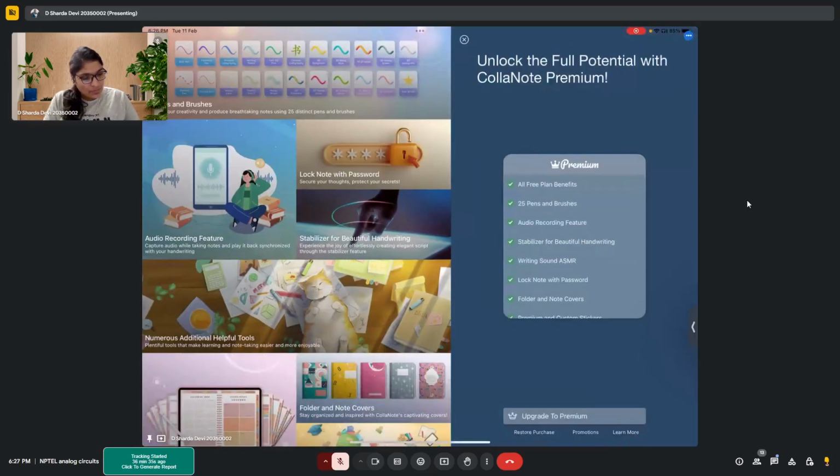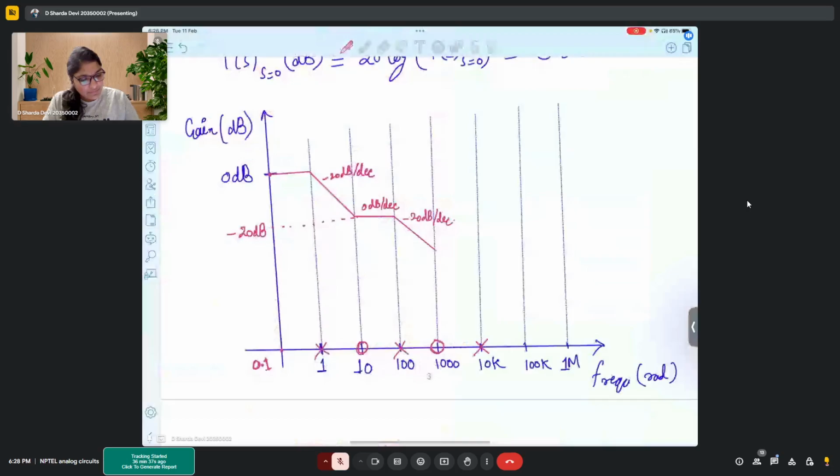And now, what is the value on the y-axis? What will be this value? Yes, what is this value? The slope is again minus 20 dB per decade, right? So minus 40 dB. Yes, so it will become minus 40 dB.